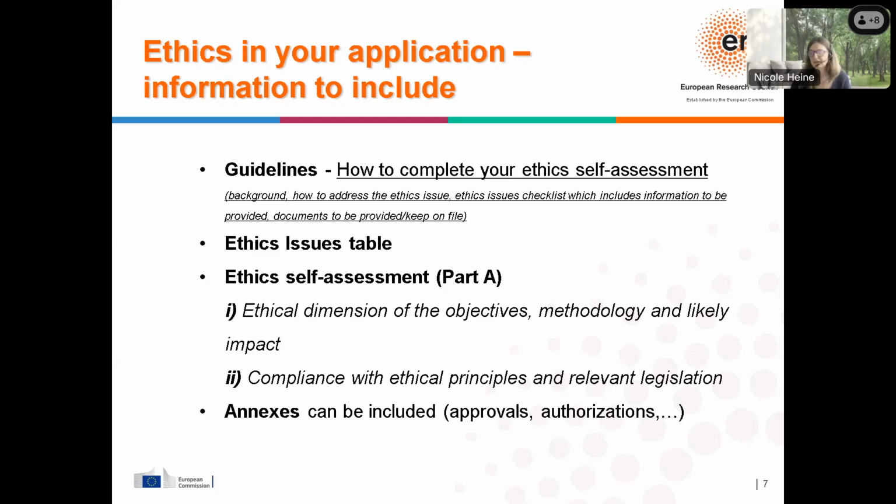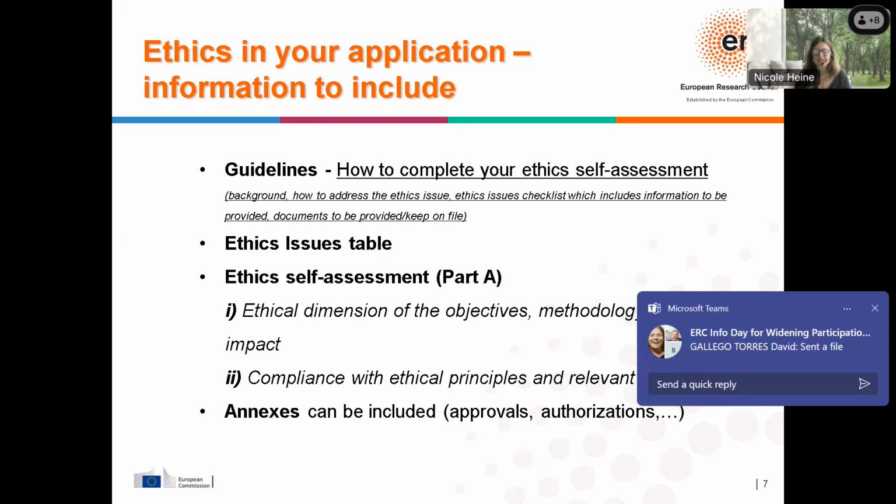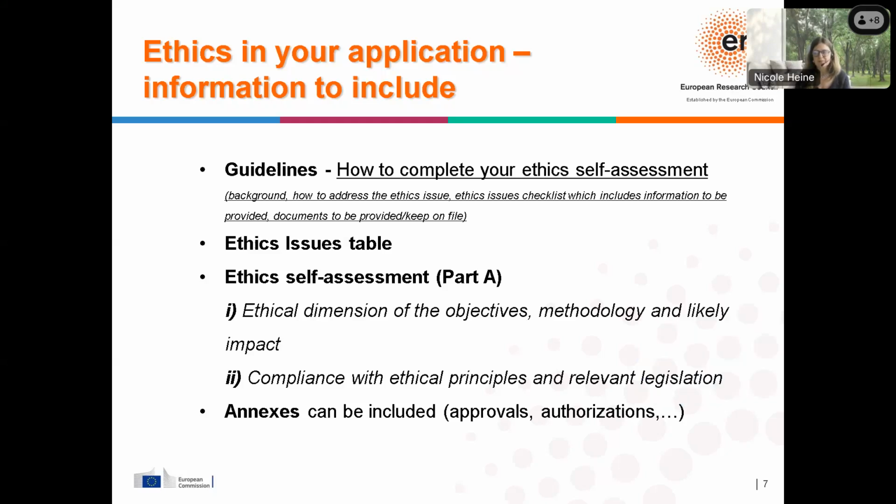In the ethics self-assessment, you have the guidelines, and you need to first read them. Then you have the ethics issue table, which guides you. You tick the ethics issues that are involved, and then you need to complement this in the ethics self-assessment, which is in part A. In part A, we ask you to describe the ethical dimension of the objectives, methodology and the likely impact. And secondly, you also need to describe how you will comply with the ethical principles and flesh out the relevant legislation.